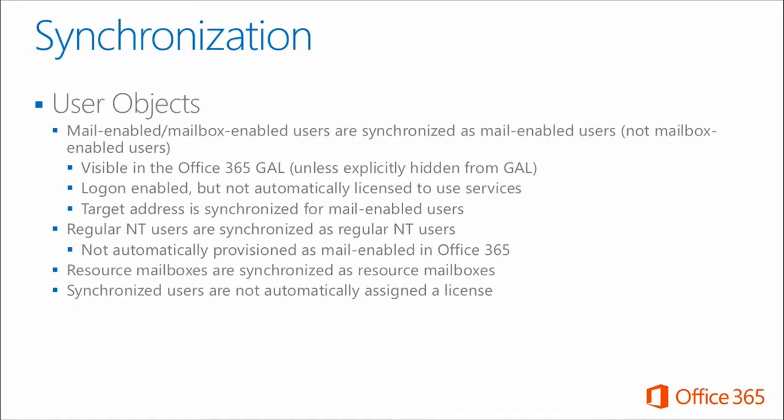And what I wanted to talk about is that visible GAL, regular NT users are synchronized as regular NT users, not automatically provisioned. DirSync doesn't license everybody. I mean, we want to allow you to DirSync everybody, get that core onboarding going, and then, as you said, start to license and move subsets of users across. When they're ready. When they're ready. So DirSync basically provisions and gets those users in the cloud, in Azure AD, and then it's really your choice how you start to scope.